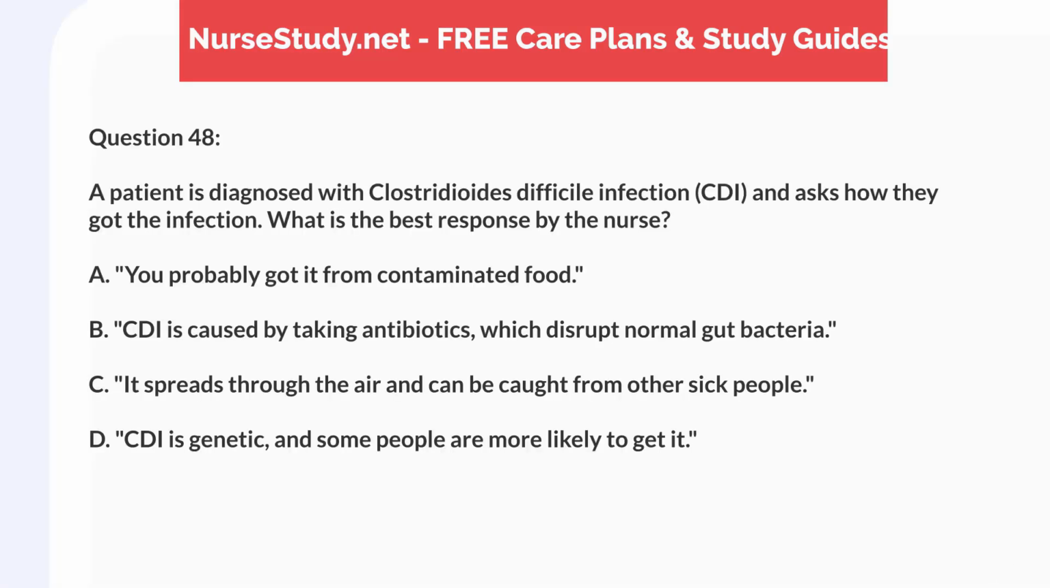Question 48. A patient is diagnosed with Clostridioides difficile infection, CDI, and asks how they got the infection. What is the best response by the nurse? A. You probably got it from contaminated food. B. CDI is caused by taking antibiotics, which disrupt normal gut bacteria. C. It spreads through the air and can be caught from other sick people. D. CDI is genetic, and some people are more likely to get it.